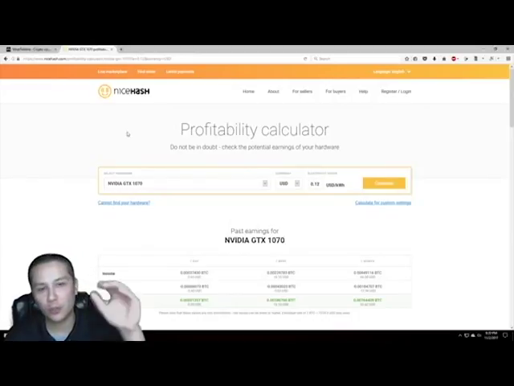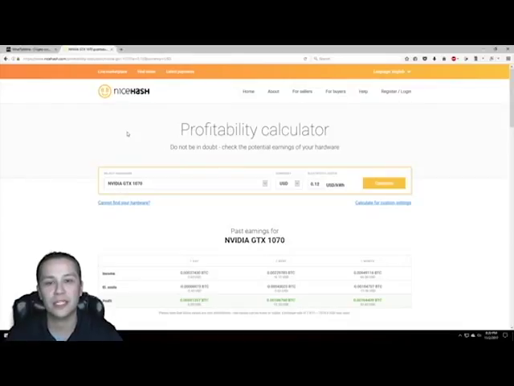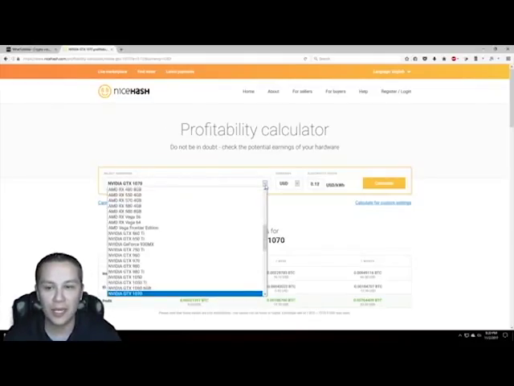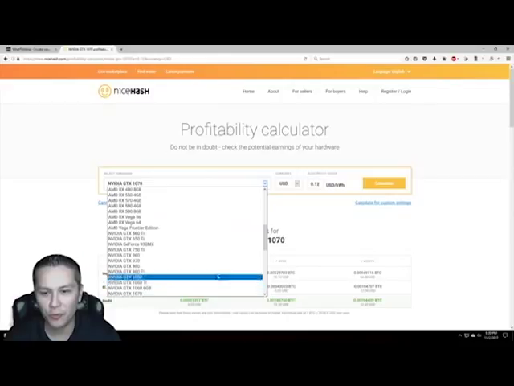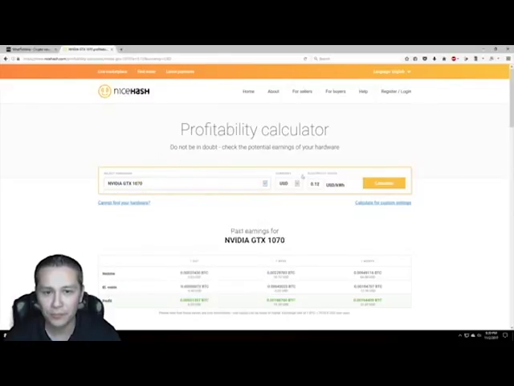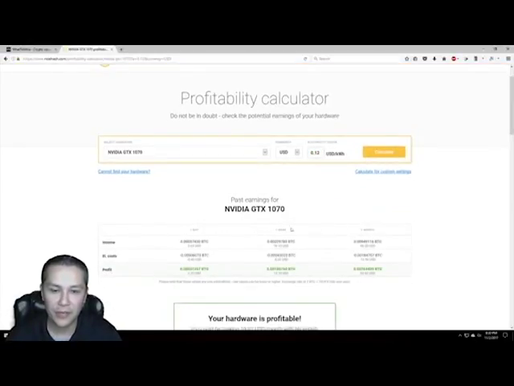On nicehash.com, if you scroll down to the bottom, you'll see the profitability calculator. Their profitability calculator is very easy to use. You just select which GPU you want, and then you put in your electrical costs. For us, it's 12 cents per kilowatt hour. You hit calculate, and it gives you this very nice, easy to read table.